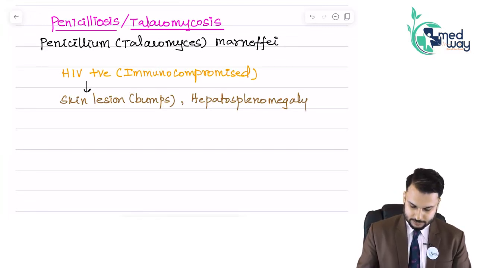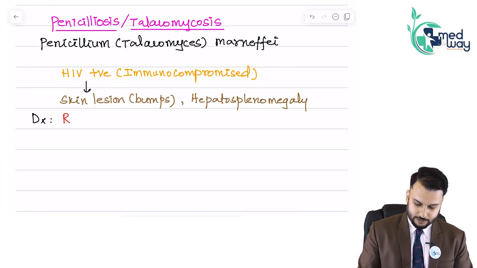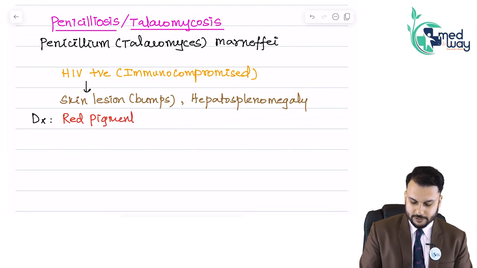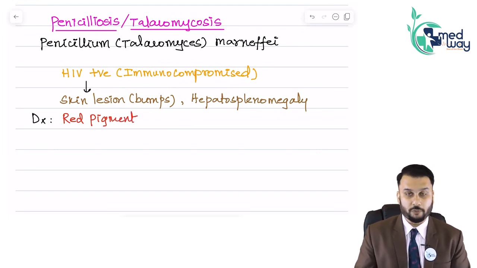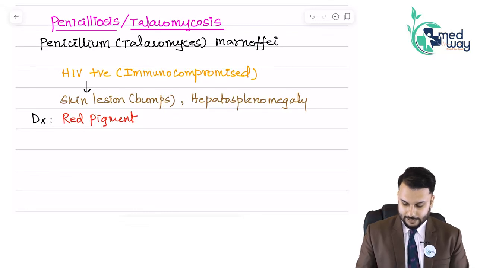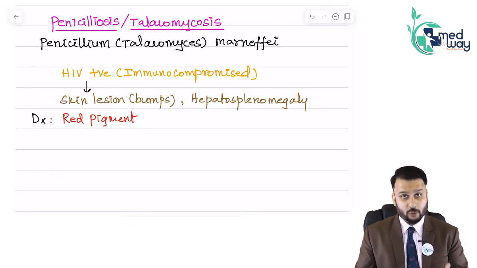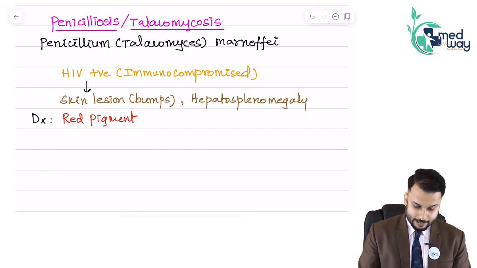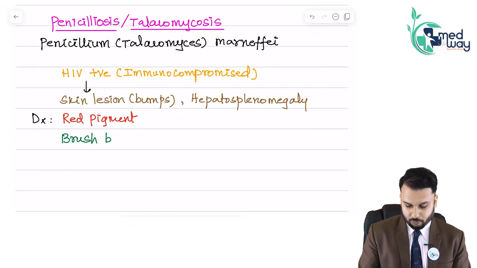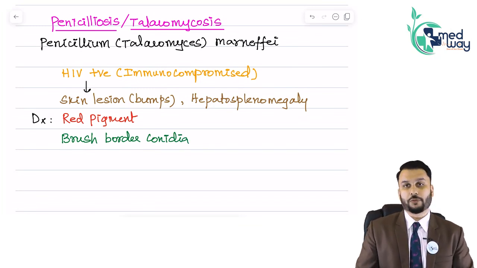Next and the last thing, when you talk about the diagnostics here, we are going to see a red color pigment, a very unique thing in its culture media. It produces red color pigment, which is quite an important point for the exam. And under the microscopy, we happen to see a thing which we call brush border conidia. It looks like a brush border.